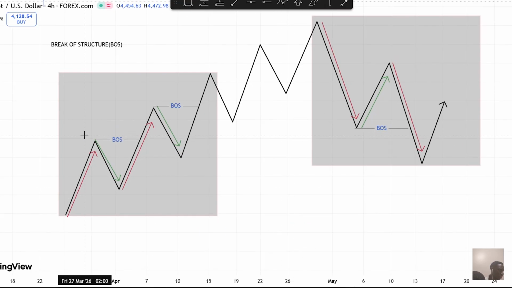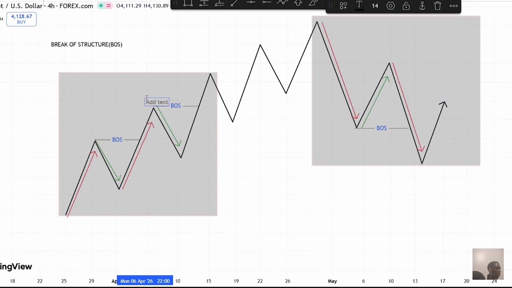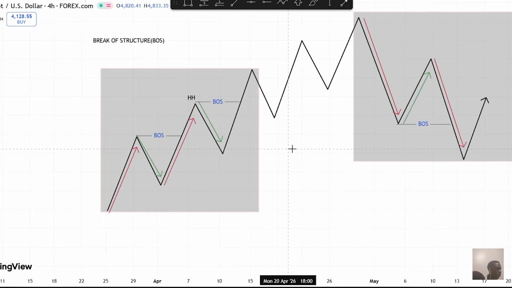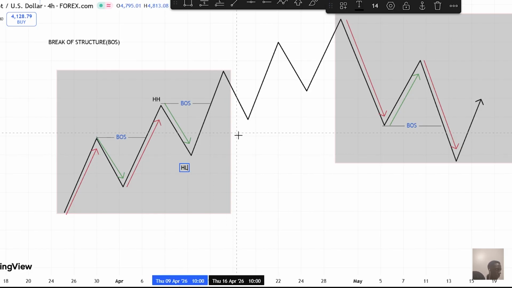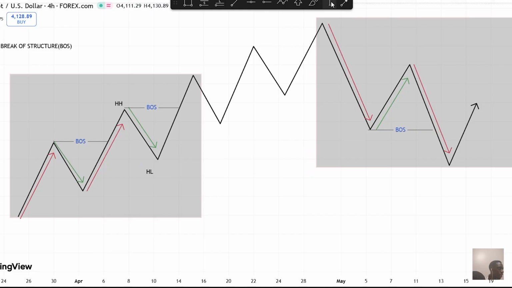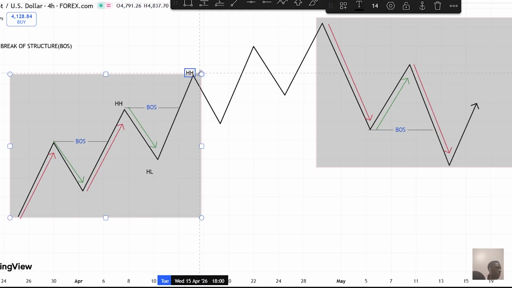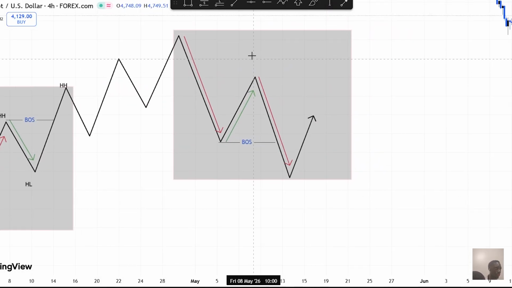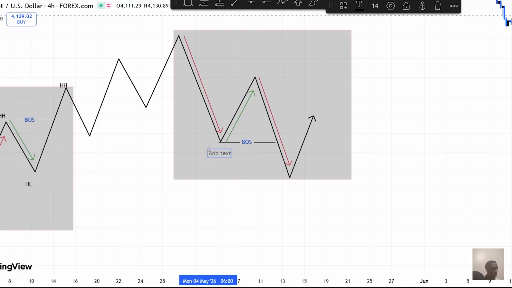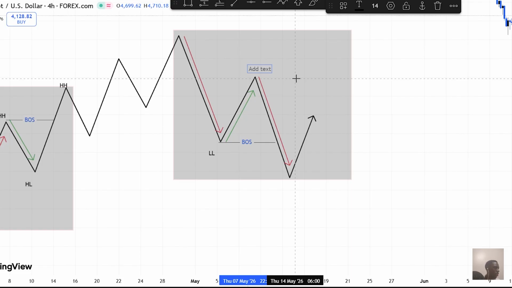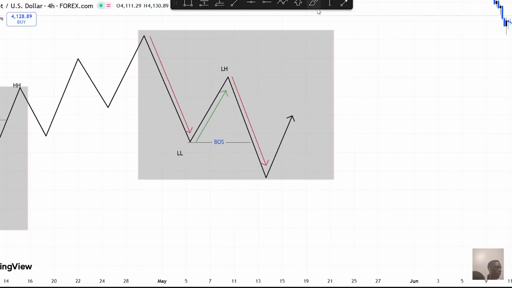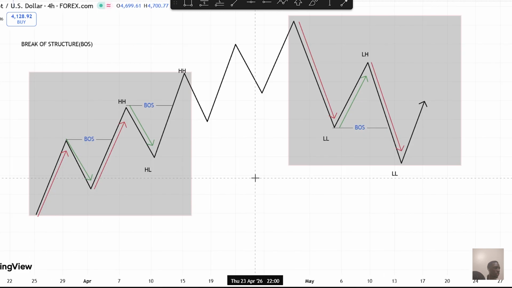So as you can see, it's breaking higher to give us a higher high. So it gives us a breakout structure to give us a higher high, and then it gives us a higher low, and then breaks structure again to the upside to give us a higher high. And it's the same thing here. It gives us a lower low, and then corrects and breaks structure here to give us a lower low.